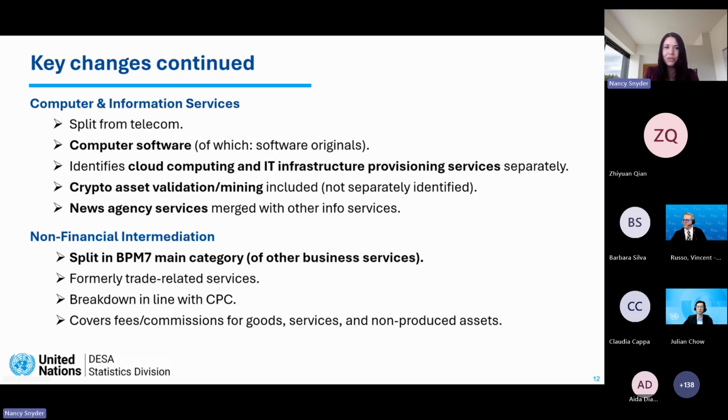So the non-financial intermediation category, again, this is a split in the BPM7 main categories. It used to be under other business services, formerly called trade-related services. And this breakdown is fully in line with CPC. This category includes things like fees and commissions for intermediation of goods, services, and non-produced assets.